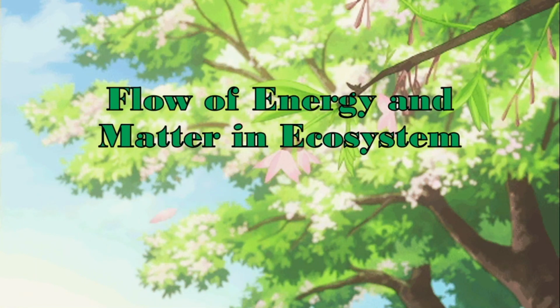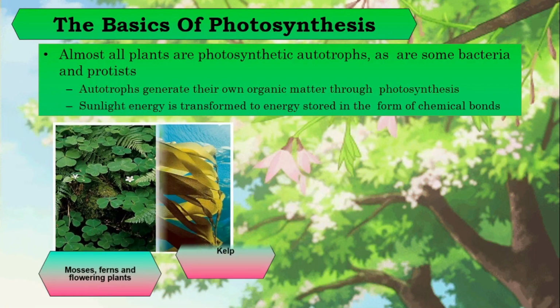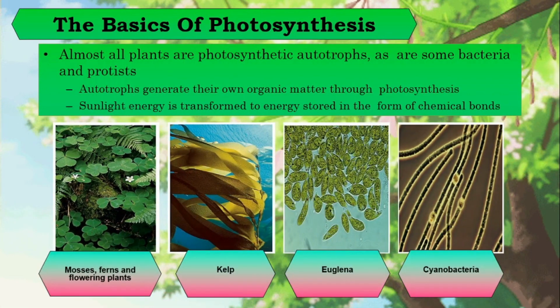Flow of energy and matter in ecosystem. Almost all plants are photosynthetic autotrophs, and some are bacteria and protists. Autotrophs generate their own organic matter through photosynthesis. Sunlight is transformed to energy stored in the form of chemical bonds. Organisms that are capable of photosynthesis are mosses, ferns, flowering plants, kelp, euglena, and cyanobacteria.